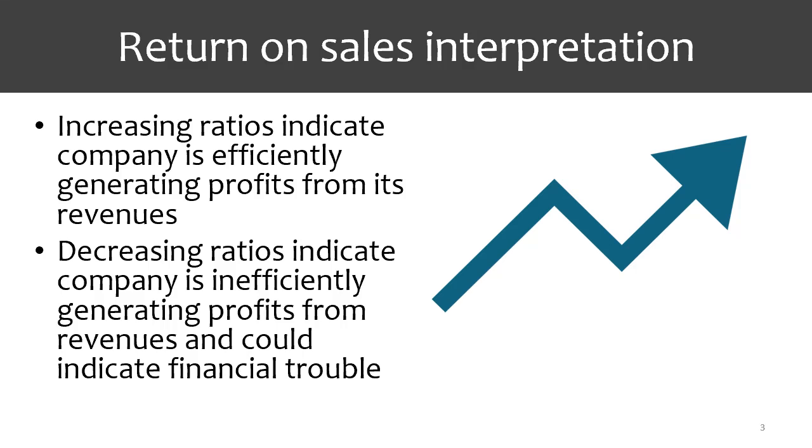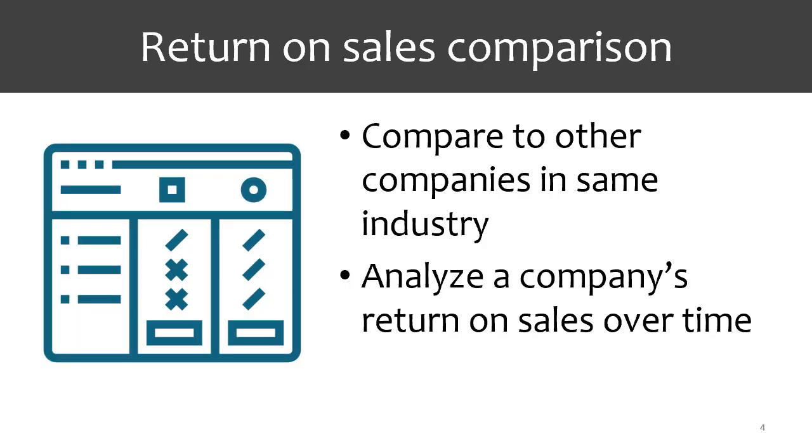An increasing return on sales ratio indicates the company is efficiently generating profits from its sales. A decreasing return on sales ratio indicates the company is less proficient in turning revenues into profits. This could be a sign of financial trouble. The return on sales ratio is always more useful when it is used for comparison than by itself.